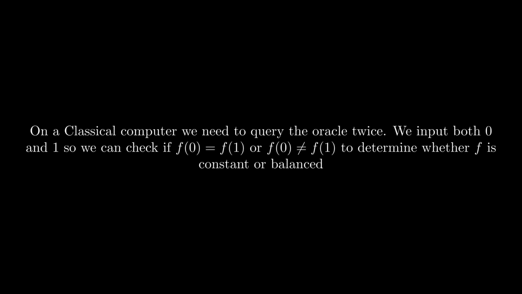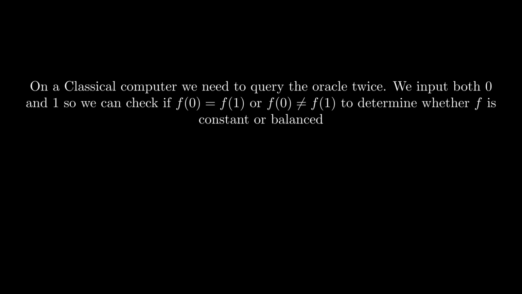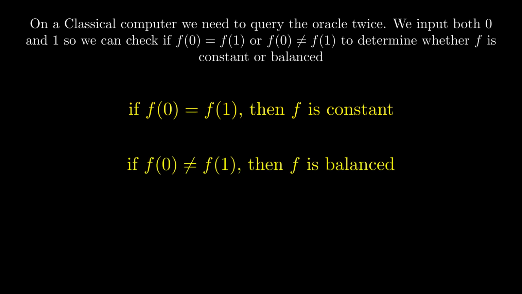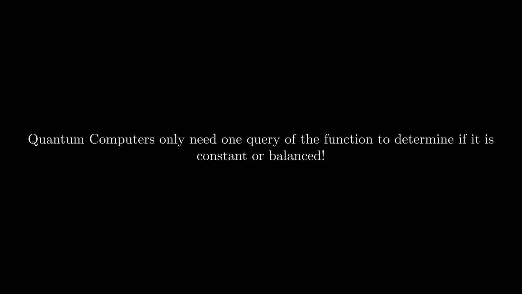If we wanted to find out if f is constant or balanced on a classical computer, we would first need to input 0 and then input 1 to see if we get the same or different values. If f(0) equals f(1), then we know that the function is constant, and if f(0) does not equal f(1), then the function is balanced. So we need to query the function twice, once with 0 as the input and once with 1 as the input. With quantum computers and Deutsch's algorithm, however, we only need one query of the function to find out if the function is constant or balanced.